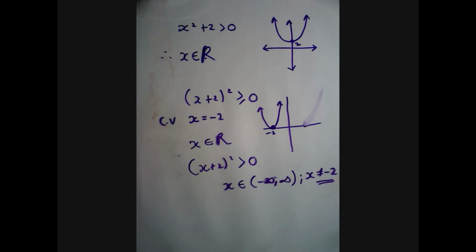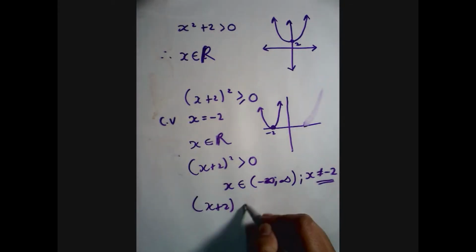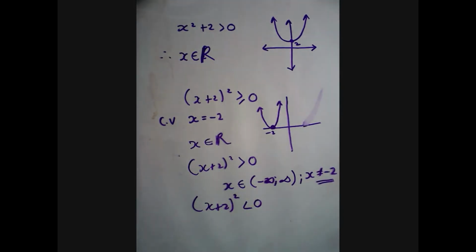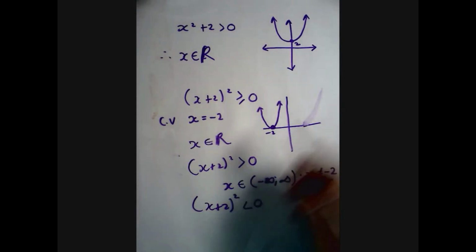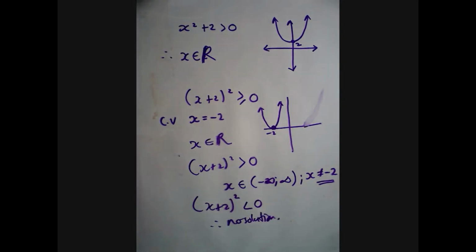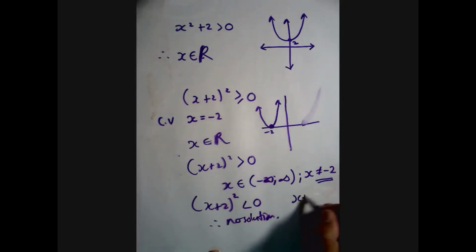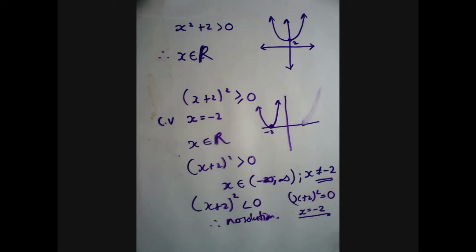Then if they say when is this less than 0, can it ever be less than 0? So therefore it's no solution. Okay, that's basically it. Or when they say when is x plus 2 squared equal to 0, when is it exactly equal to 0? It's equal to 0 when x is equal to minus 2, and that can be my only answer. So these are called special cases.